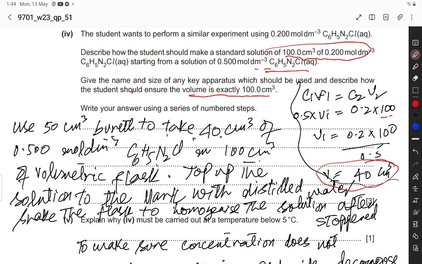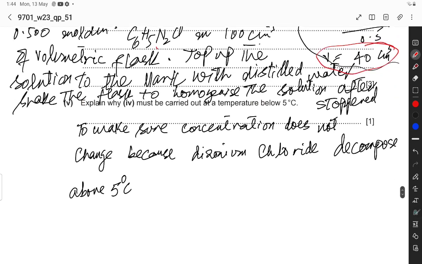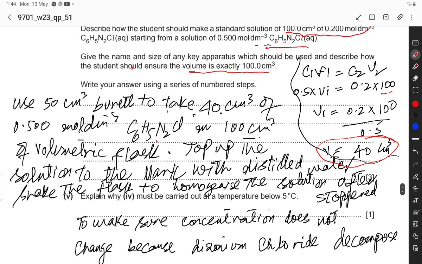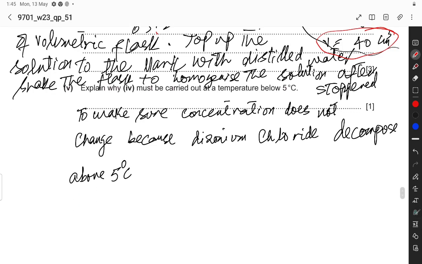Use a 50 centimeter cube burette to take 40 centimeter cube of 0.500 mole per dm cube C6H5N2Cl into a 100 centimeter cube volumetric flask. Top up the solution to the mark with distilled water, stopper the flask and shake to homogenize the solution. Explain why step 4 must be carried out at a temperature below 5 degrees centigrade: to make sure the concentration does not change, because diazonium chloride decomposes above 5 degrees centigrade.